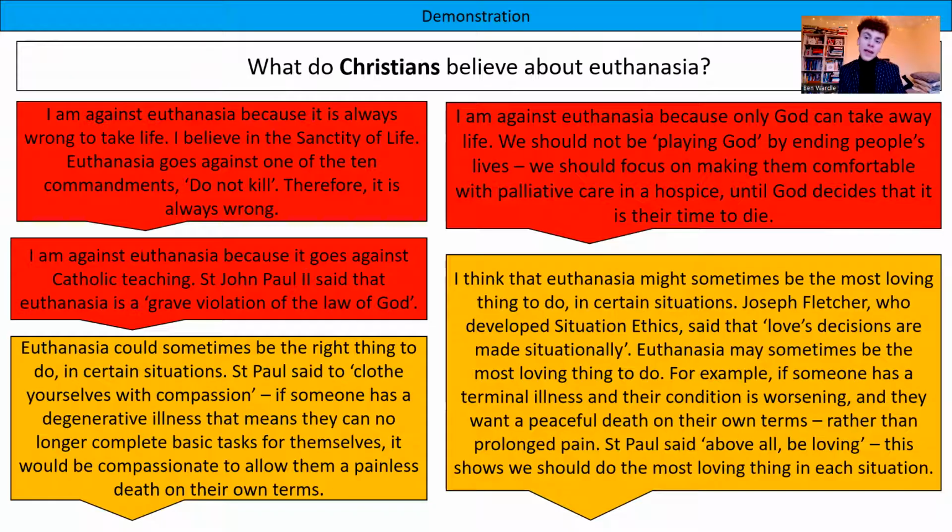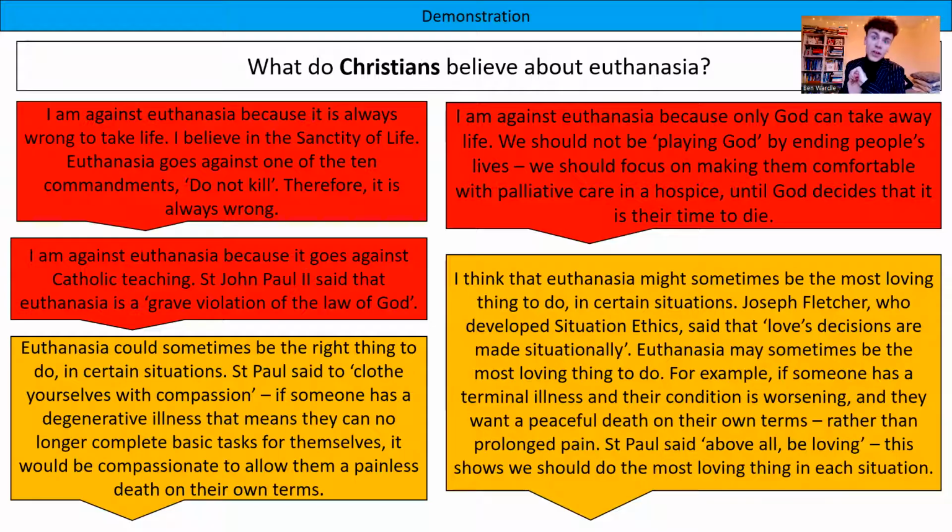We should focus on making them comfortable with palliative care in a hospice until God decides that it is their time to die. So that is a key Catholic view there, that actually the focus should be on palliative care, which is end of life care. So that's about alleviating pain and making somebody comfortable. But you should not be actively ending their life. So palliative care is end of life care, typically provided in a hospice.